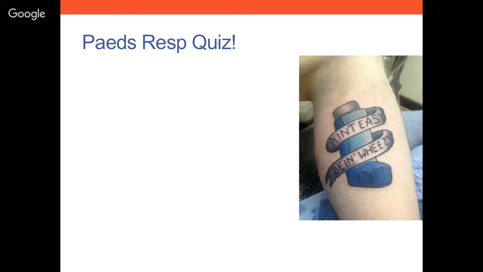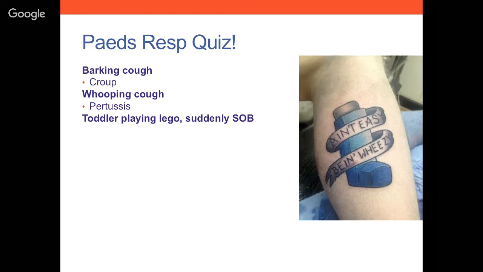A barking cough. Great. A whooping cough is, whooping cough, otherwise known as, yes, so it does this. A toddler playing Lego and suddenly becomes short of breath. Does that mean foreign body? Yep, cool.